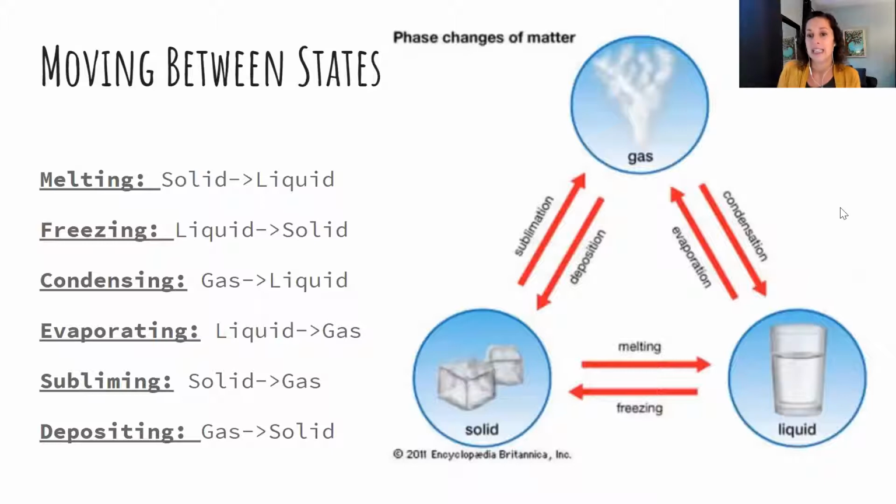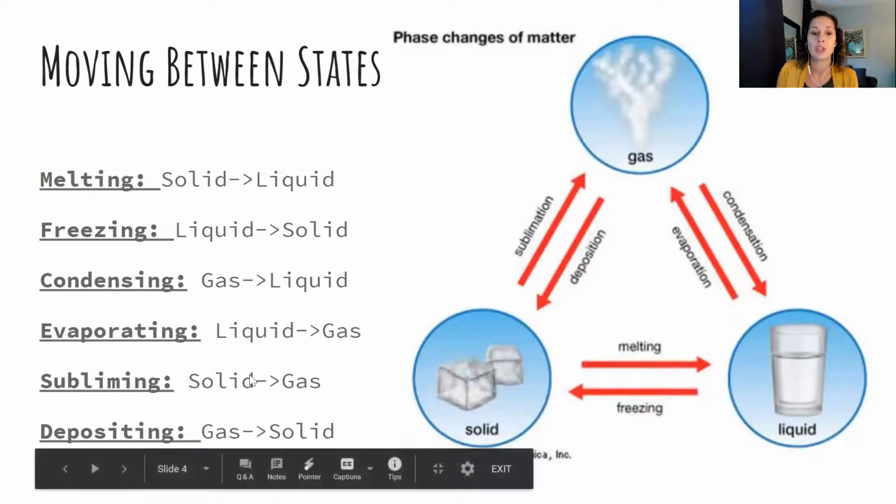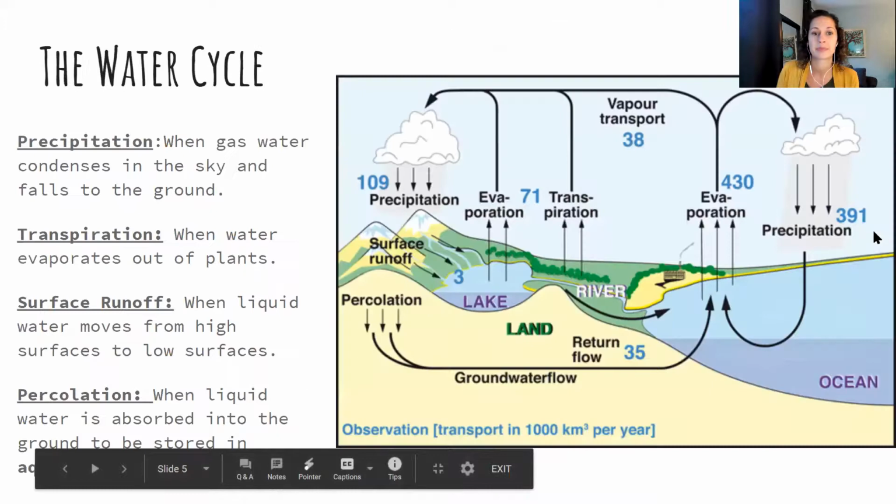When it moves between states, we have certain terms that we use for this. So as you remember, melting is from solid to liquid, freezing is from liquid to solid. Those are opposite processes. 2 more opposite processes are condensing or condensation and evaporating. This is between gas and liquid. And the terms used to go between a solid and a gas are subliming and depositing. And here's a graphic to help you with that.